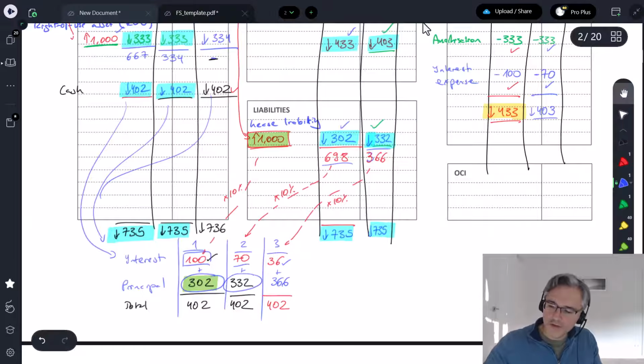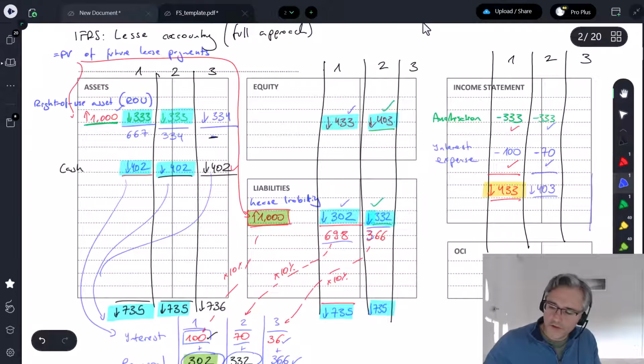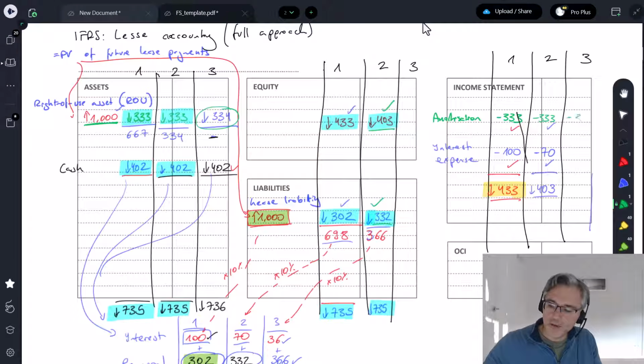The idea is that always the sum of these two components should equal 402. This becomes the interest which we recognize in P&L. This becomes the drop in the liability. So, going to P&L in the column for the third year, obviously I must first account for the amortization, 334. The interest element, 36, that I just computed down here. So the total negative charge to P&L that we experience is 334 plus 36. It's going to be 370. That goes to equity as always, impacts equity downwards.